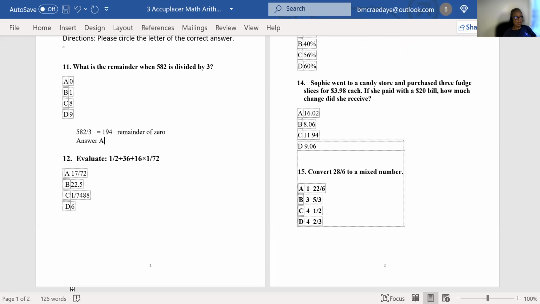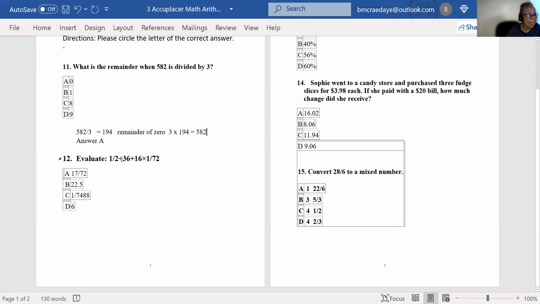So do it the long way. 3 times 4 is 12. And if I multiply 3 times 194, I should get 582. 3 times 194 is, and you can just do it. And that should be equal to 582. 3 times 4 is 12, 2 and 1 to carry. 3 times 9 is 27, and 1, 28, and 2 to 8 and 2 to carry, and 3 times 1 is 3 and 2 is 5. So you know that's correct.